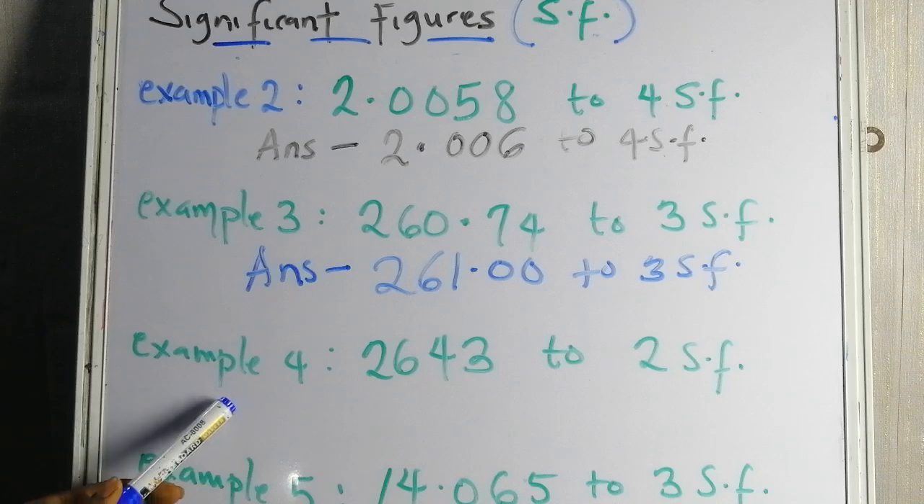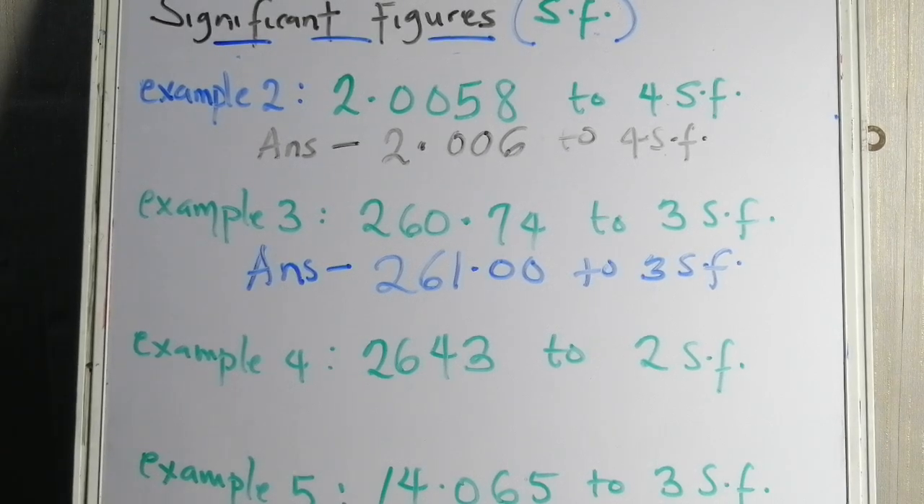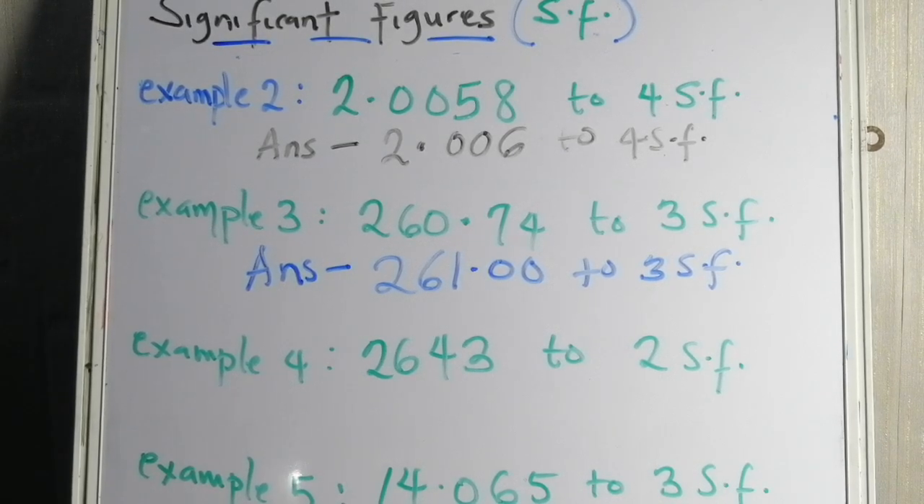So we have example 4 here, and we are doing this to 2 significant figures. This one is 2643 to 2 significant figures. In the question, it started with a figure. When you solve your mathematics, look at whether your answer starts from 0.00 or 0.000. If it is 0.000, leave the zeros, don't count them, and start from the non-zero figure.